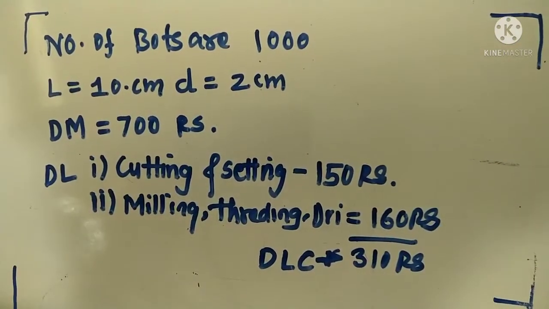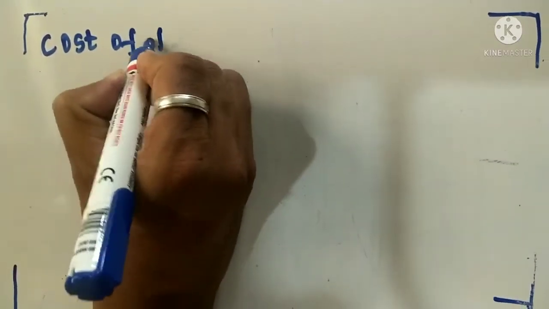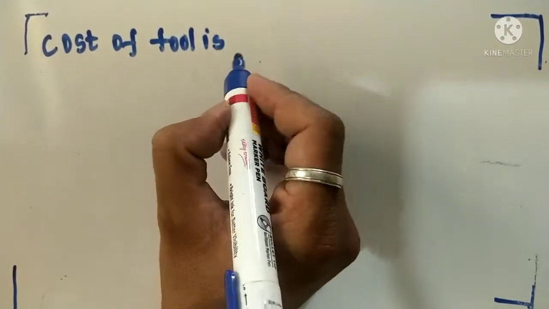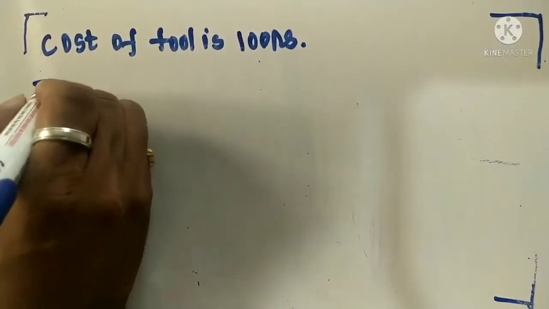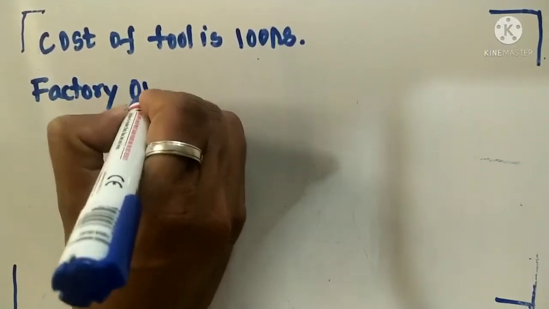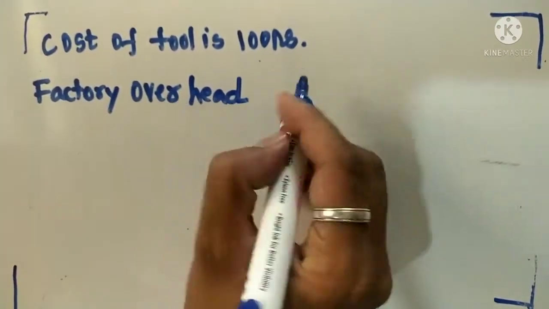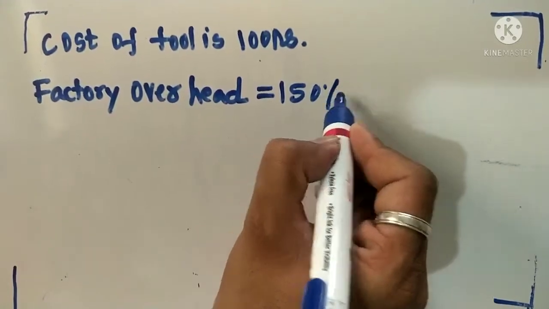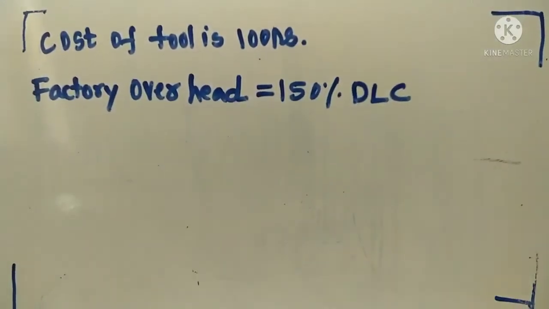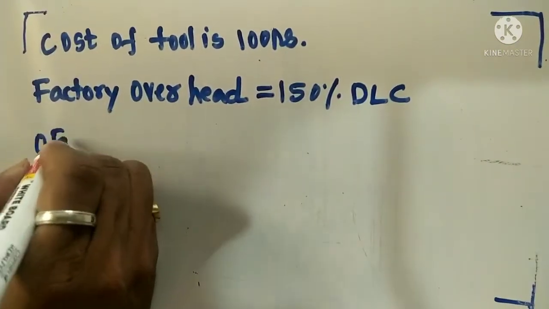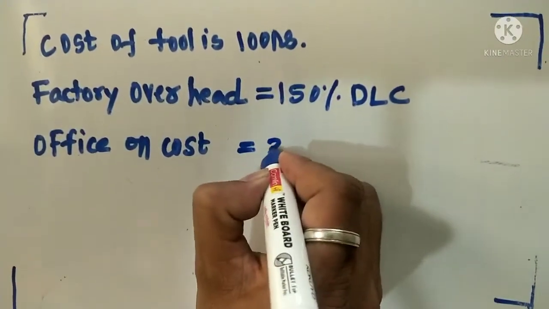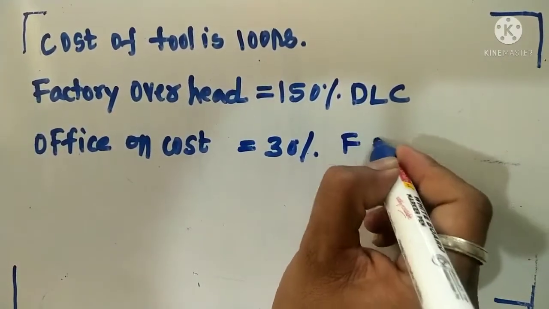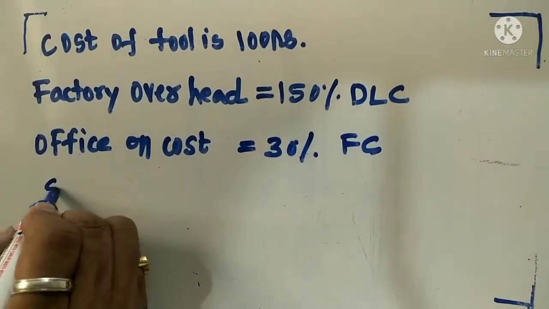After this, in the given data, they have also mentioned the cost of the tool, that is 100 rupees. This is direct expenses. Other than this, they have given factory expenses as 150% of total labor cost. The next given data is office on cost, 30% of factory cost. And they have mentioned the selling price of that nut and bolt as 2 rupees per piece.